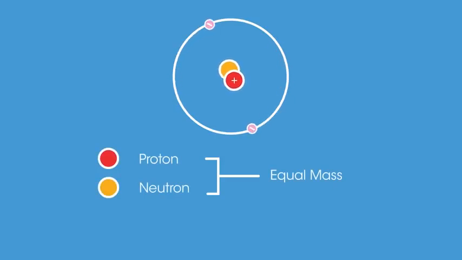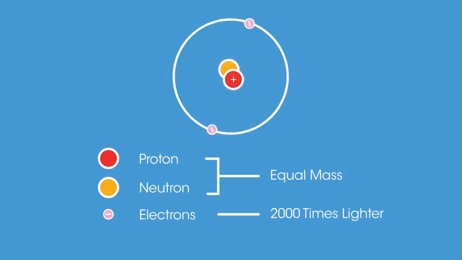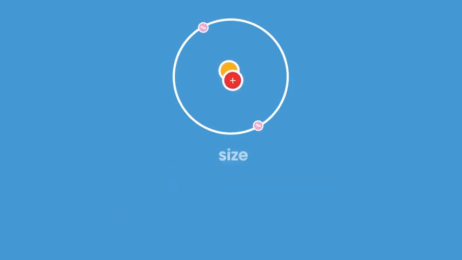Protons and neutrons have the same mass, but electrons are so small they weigh almost nothing in comparison to protons and neutrons. In fact, they are around 2,000 times lighter. As a result, the mass of an atom is concentrated at its nucleus. So that's the mass of an atom. Let's talk about its size.